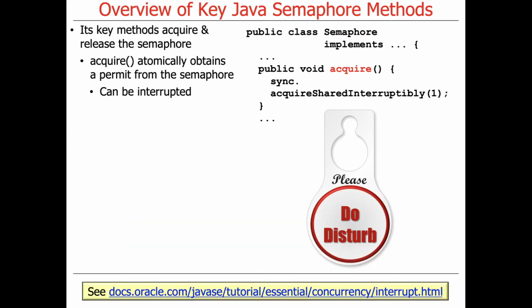The acquire method can be interruptible. What that means, and we'll talk about this in more detail later, is that if another thread wants to interrupt a thread that's blocked trying to acquire a semaphore, if that thread is blocked using the acquire method, then an interrupt request from another thread will cause the thread that's blocked in acquire to return, and it will throw the InterruptedException.